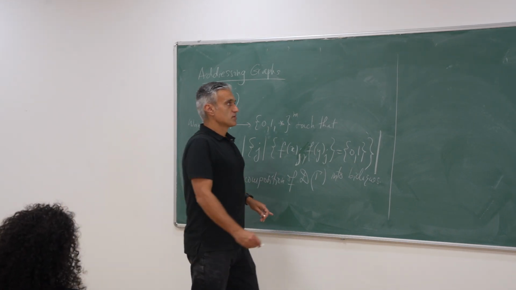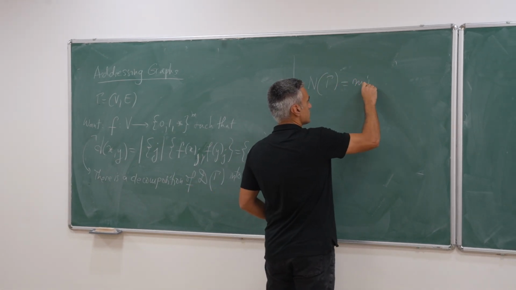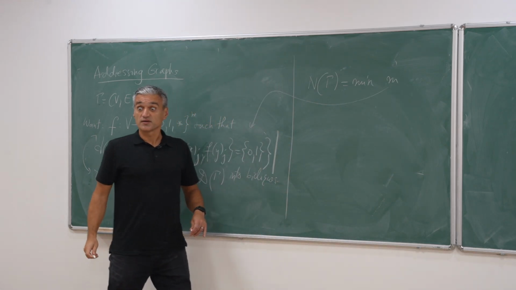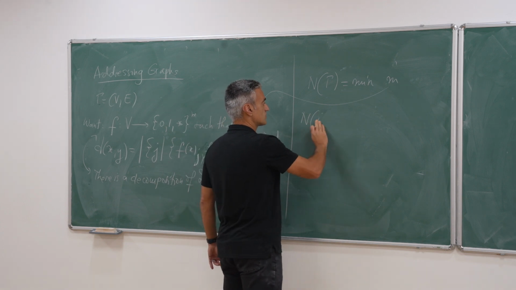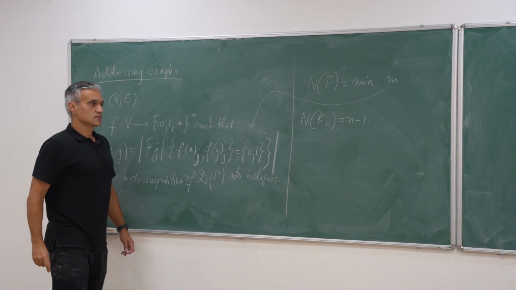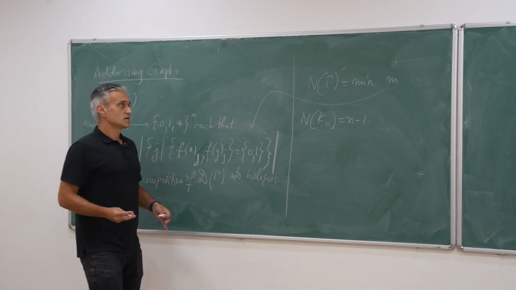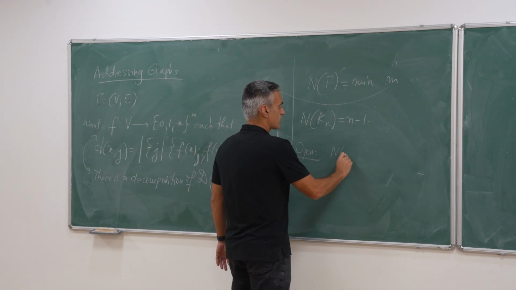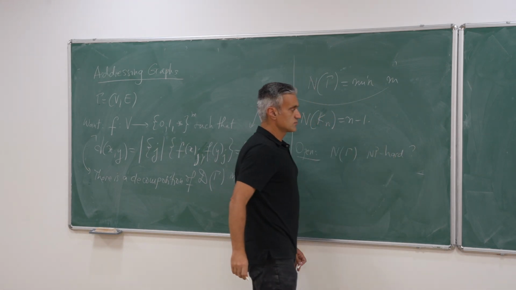So with this in mind, this parameter n of gamma, which is the minimum m with these properties, is well defined. And we showed this result that n of the complete graph Kn equals n minus 1, with an upper bound by a construction and a lower bound by a linear algebraic argument. Again, the question here is open. N of gamma, I believe it's NP-hard to calculate, but we don't know.